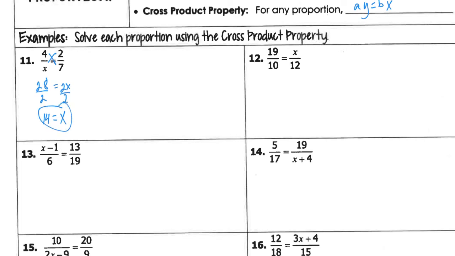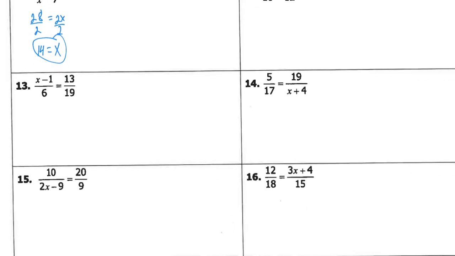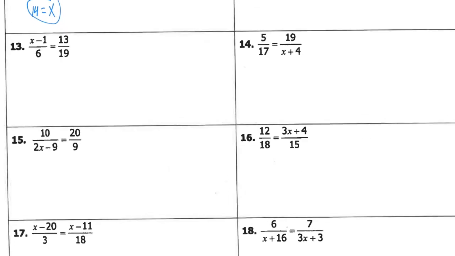Number 12 is really easy. 13, slightly more challenging because we have a binomial. So the x minus 1 is going to get multiplied by the 19, and the 6 is going to get multiplied by the 13. So when we multiply the 19 times the x minus 1, make sure you keep that x minus 1 in parentheses, because the 19 has to multiply both the x and the minus 1. Then over here, we're just going to multiply the 6 times 13, and we get 78.